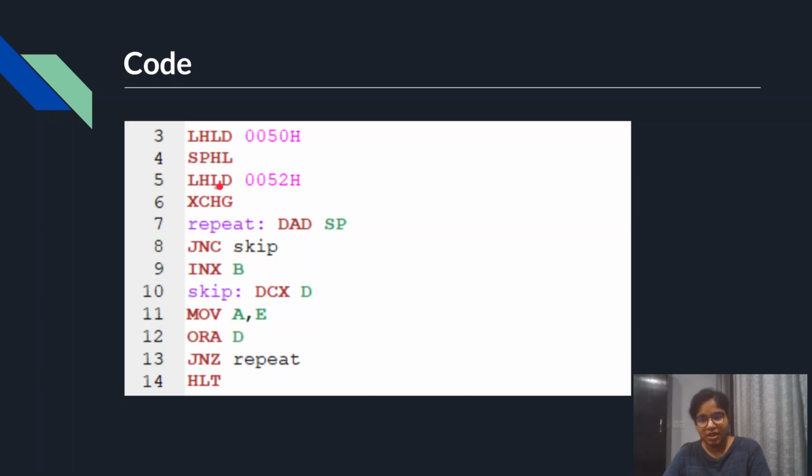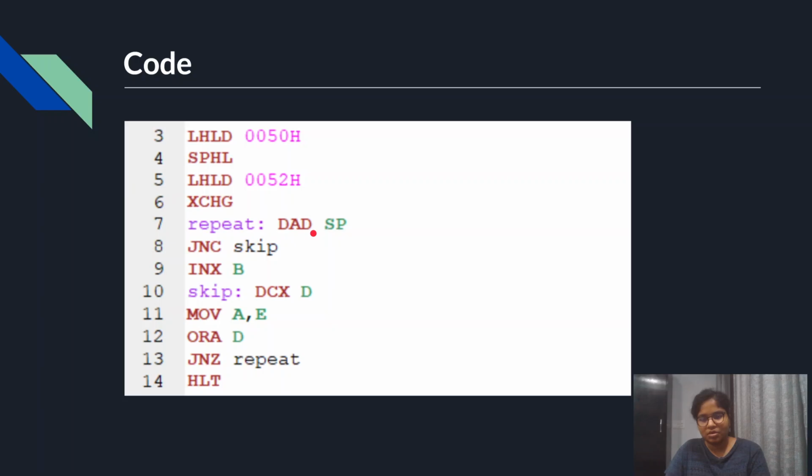We'll use LHLD again to load the second number, which is stored at the memory locations 0052 and 0053, into the HL pair. The XCHG command will exchange the data of the HL pair and the DE pair. Since the HL pair right now contains the second number, that will move into the DE pair, and since DE was previously 0, HL will be initialized to 0. Repeat here is a label, and we'll see its significance further.